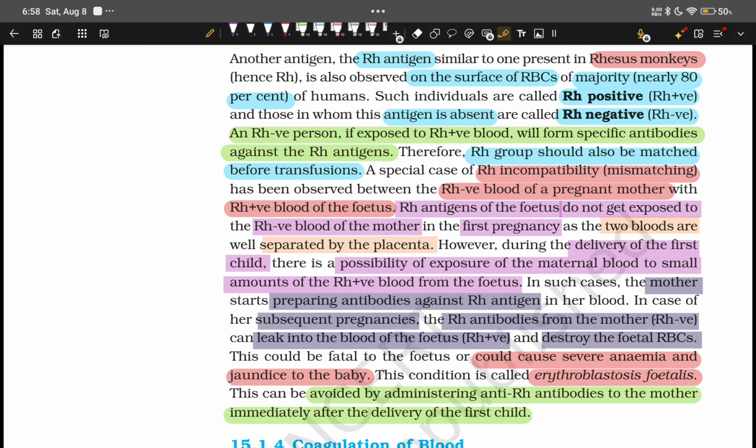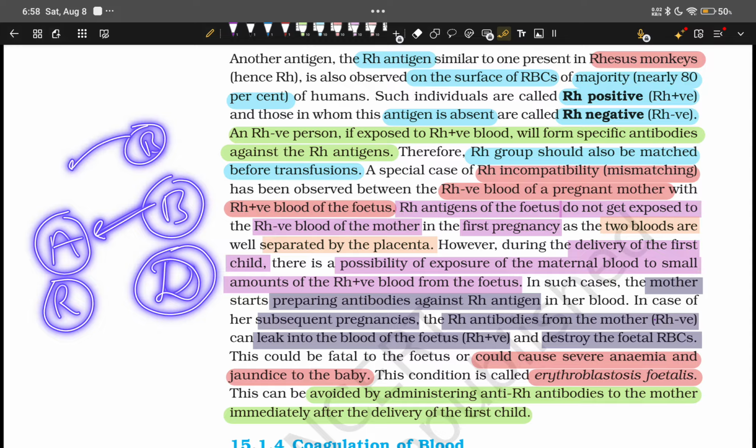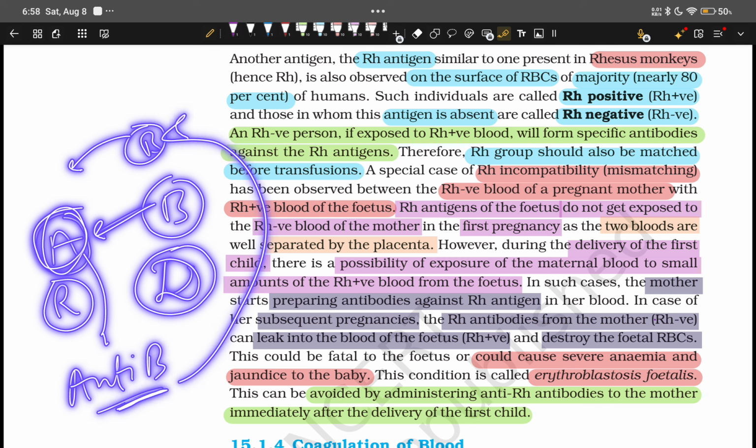Now we have Rh negative person. When an Rh negative person is exposed to Rh positive blood, they will form specific antibodies against the Rh antigen. Like for example, I told you that if there is a recipient exposed to B blood group, let's say, and this is the donor, then against the B antigen, the A blood group will form anti-B antibody, and this anti-B antibody will kill the B antigen, because it is a foreign particle for this blood, and there will be destruction of RBC and so on.